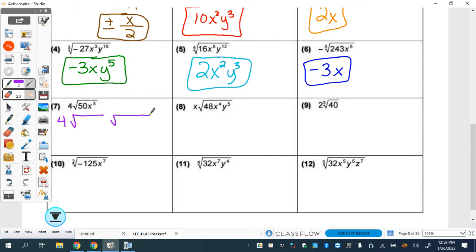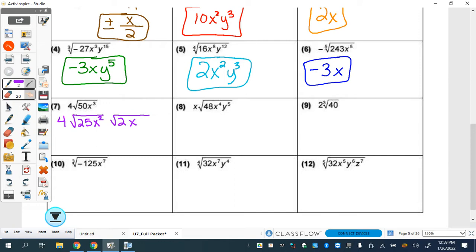So my 4 is still out in front. I'm looking at my 50. What is our largest perfect square that goes into 50? 25. And then 25 times 2 gives us our 50. So I'm just taking my 50, I'm breaking it apart. I'm going to break apart my x cubed. I can take an x squared and put it in the perfect square, and then an x to the first would stay with my 2. So I still have all 3. I've just separated them. Kind of like factoring. Yes, you're breaking them apart.